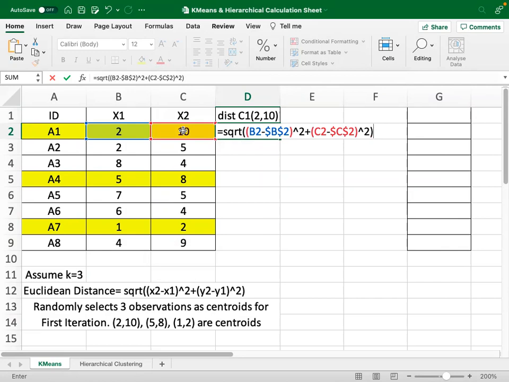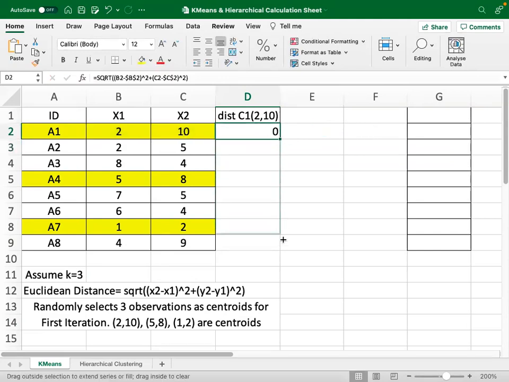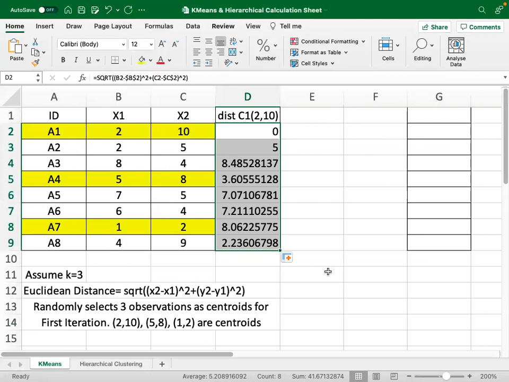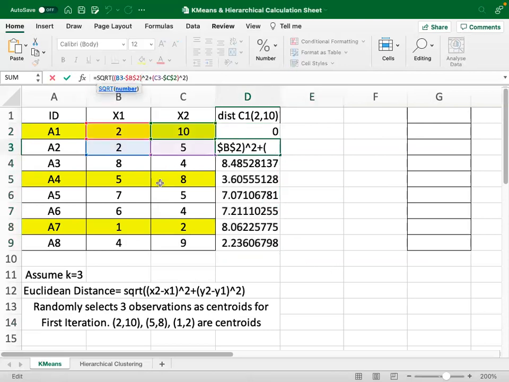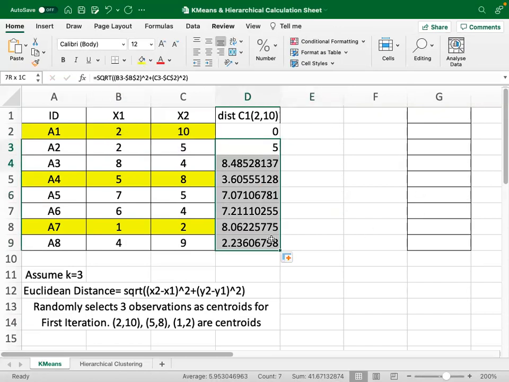Because for the rest of the observations, the centroid is the same, right? So that's why I'm fixing B2 and C2. B2 and C2 are the centroids for cluster 1. So we are calculating the distance between each observation and the fixed centroid. The first one will be 0, and then if you drag the formula down, you will get the distances for the other observations. I will decrease the decimal.